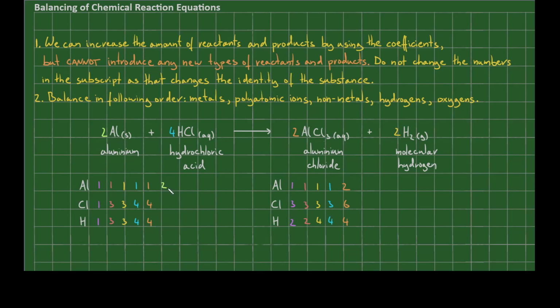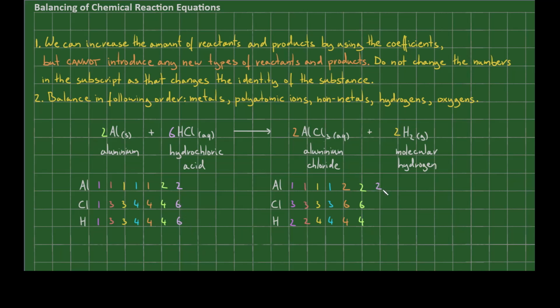Now I have 2 aluminiums, 4 hydrogens and 4 chlorines on the reactant side, and 2 aluminiums, 6 chlorines, and 4 hydrogens on the product side. To fix the chlorines, I need to increase the amount of hydrochloric acid. Currently, I only have 4 chlorines, but I need 6. So I'm going to replace this 4 with a coefficient of 6. And again, I'm going to see what has happened to my numbers. I still have 2 aluminiums, this time 6 chlorines and 6 hydrogens.